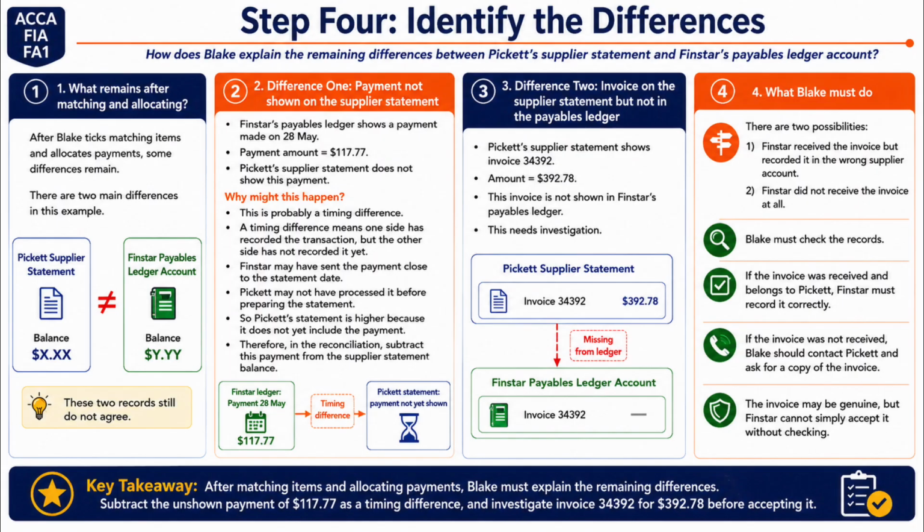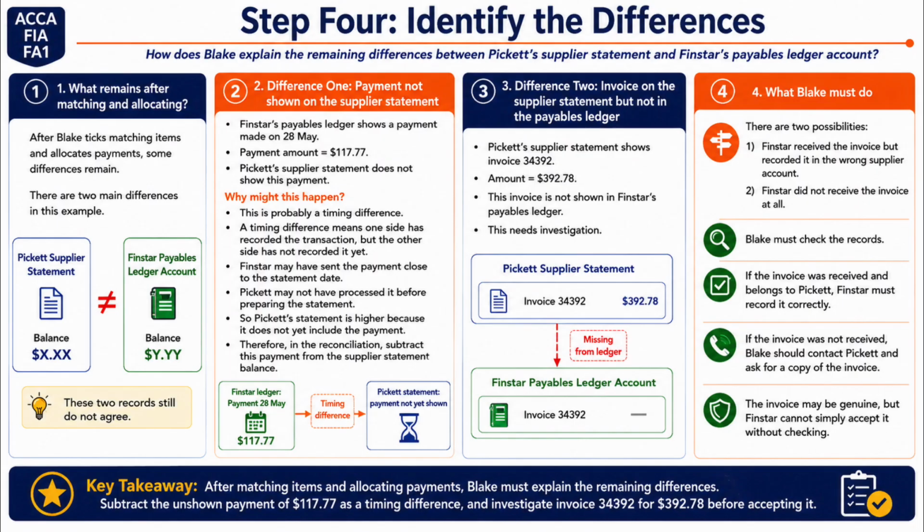Why might this happen? This is probably a timing difference. A timing difference means one side has recorded the transaction, but the other side has not recorded it yet. In this case, Finstar may have sent the payment close to the statement date. Pickett may not have processed it before preparing the statement. So Pickett's statement is higher because it does not yet include the payment. Therefore, in the reconciliation, we subtract this payment from the supplier statement balance.